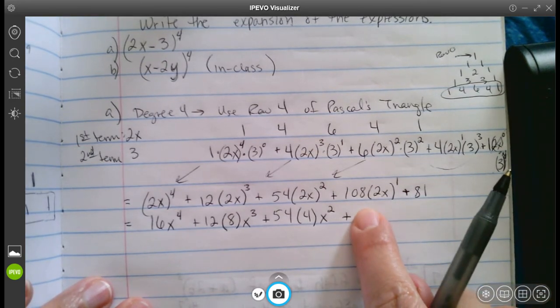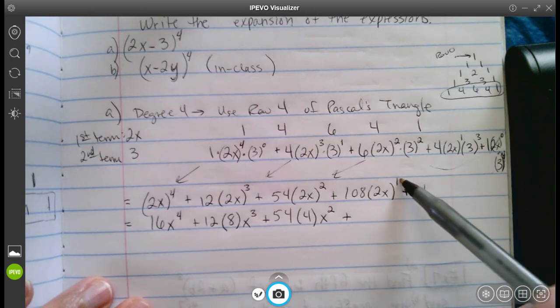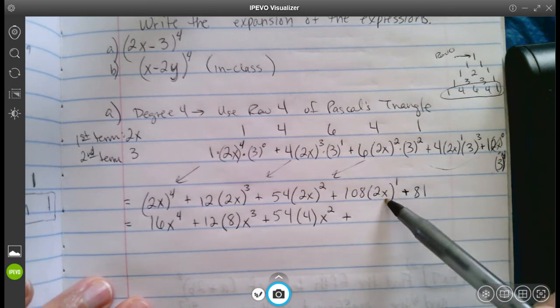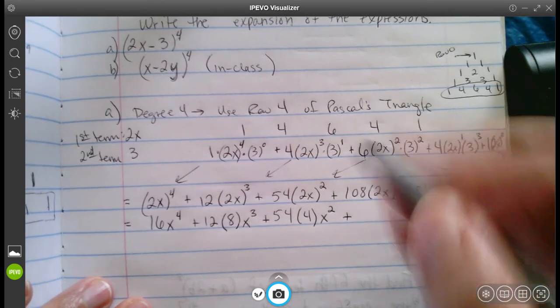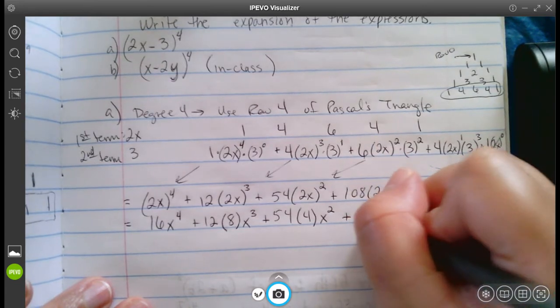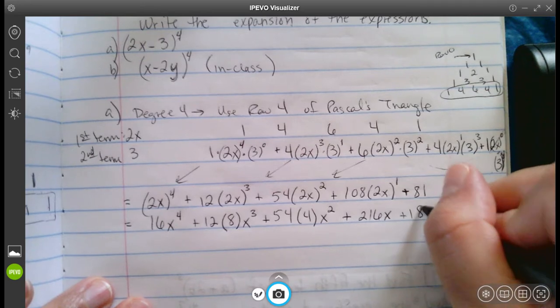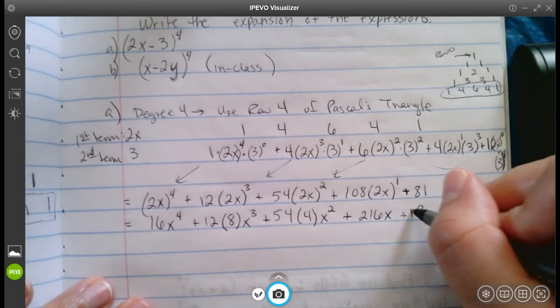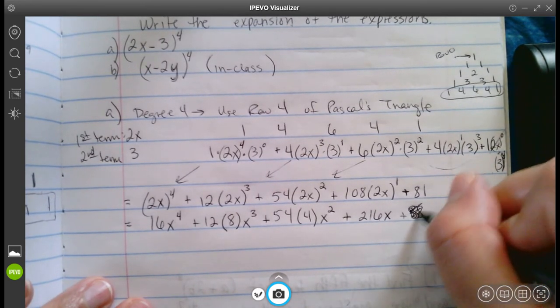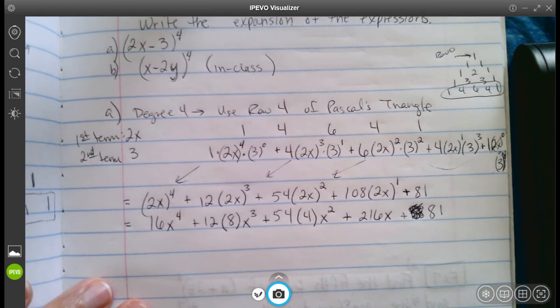This one I'm going to go ahead and multiply right off the bat because I know that anything to the 1st power is the same thing. So 108 times 2 is going to be 216x, and then plus 81. Oh, why did I put 18? Gotta get me some whiteout. Plus 81. Okay. All right, we're almost done.